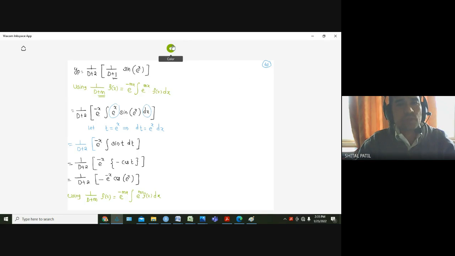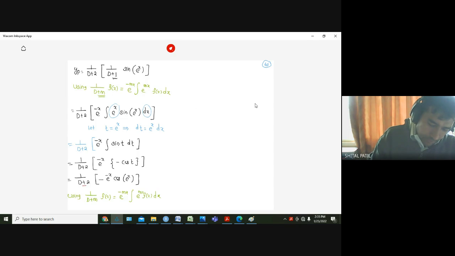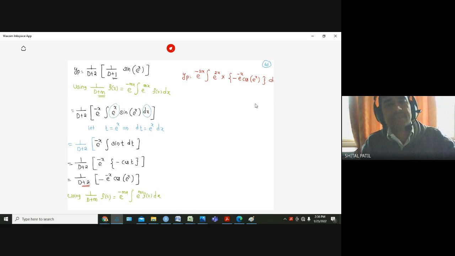Yes, so using this formula, we have d plus 2 to be operated. So e raised to plus 2 will become e raised to minus 2x. Inside the integral, e raised to plus 2x into minus of e raised to minus x, cos of e raised to x dx. Getting everyone now? So let me simplify it.